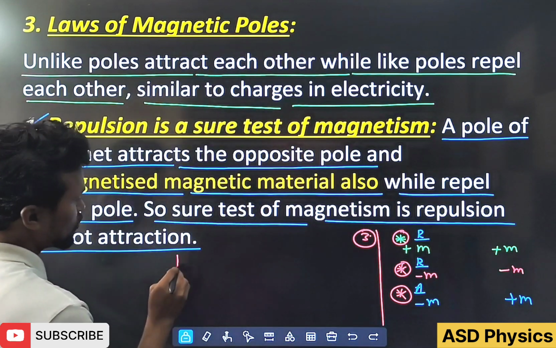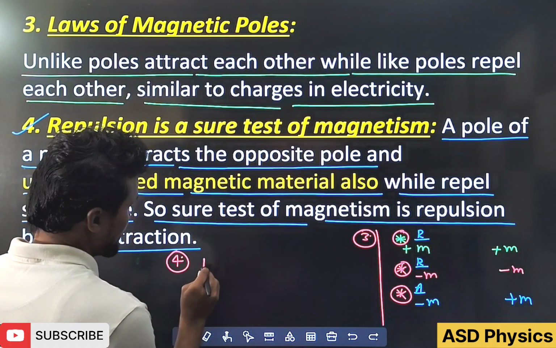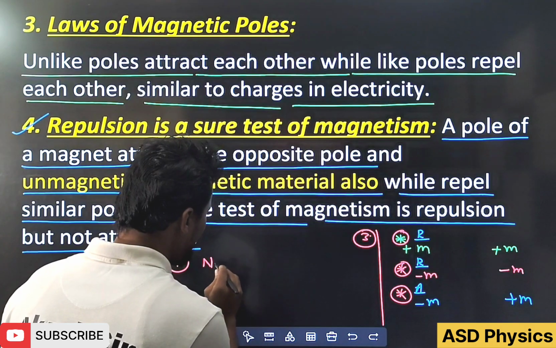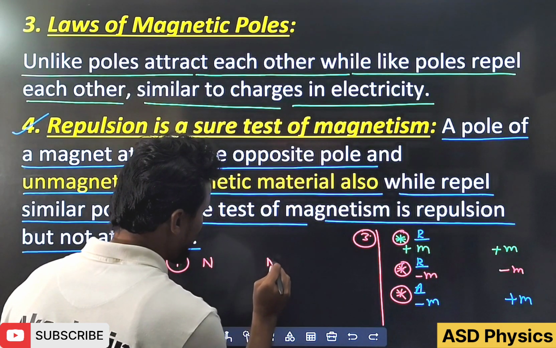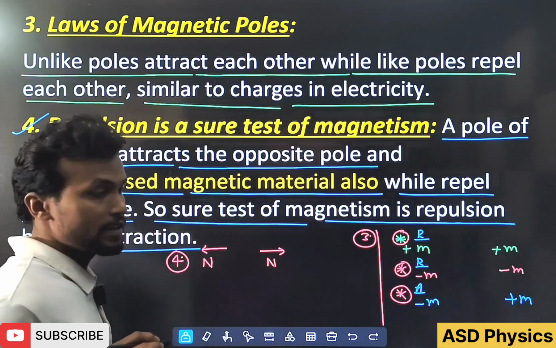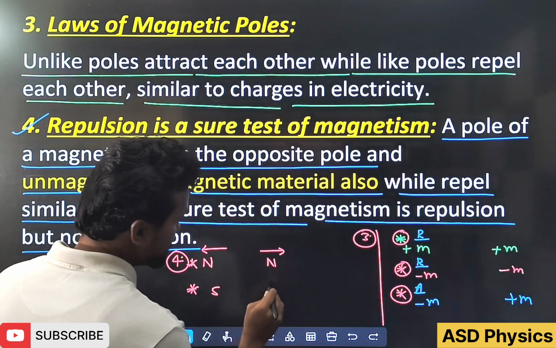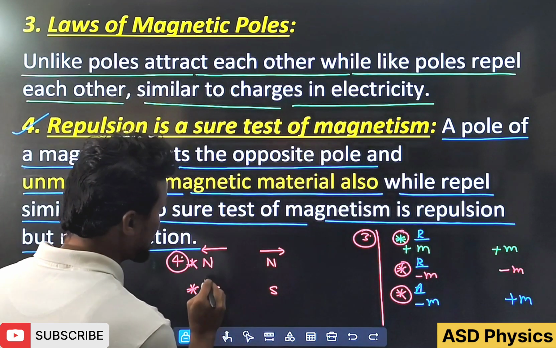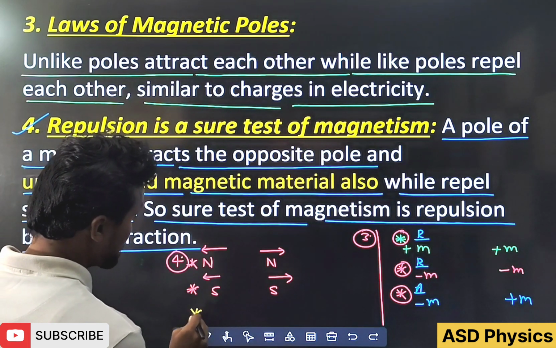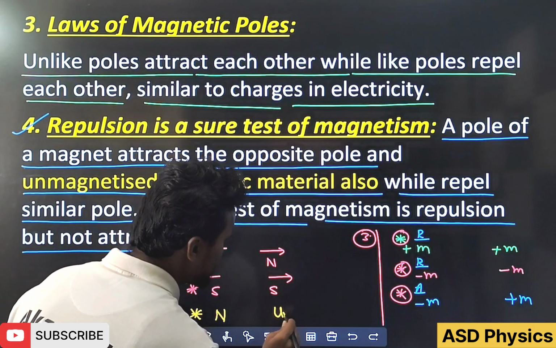If I talk about case number 4, let's take for example, north pole is there. Near to this north pole, if you take the north pole, repulsion will happen in this situation. Even if I take another case, let's take south pole is there, and near to that you take south pole, here also repulsion will happen. But let's take for example, north pole is there and near to that I have taken unmagnetized material.